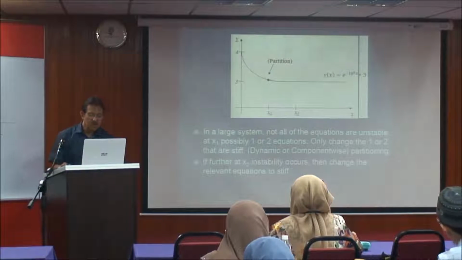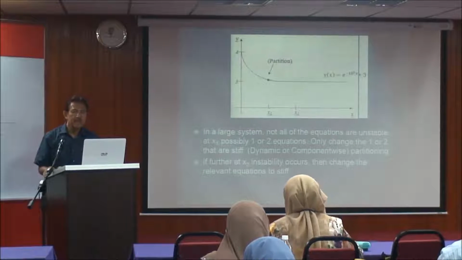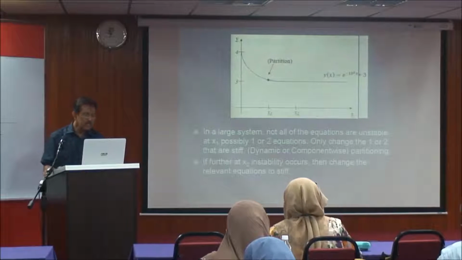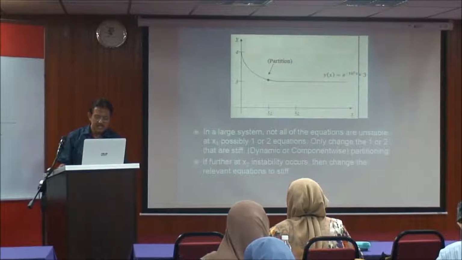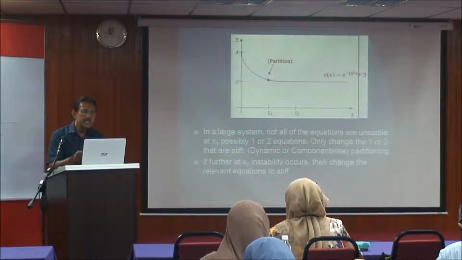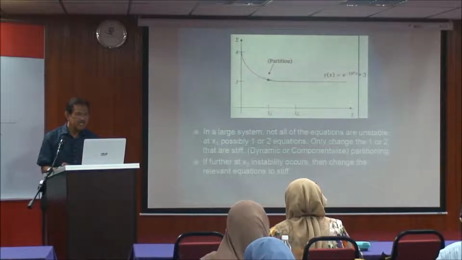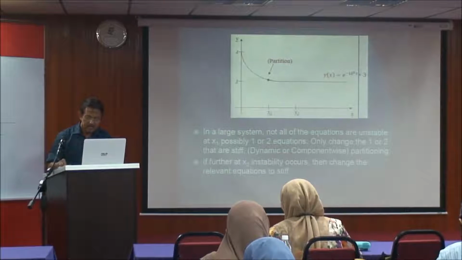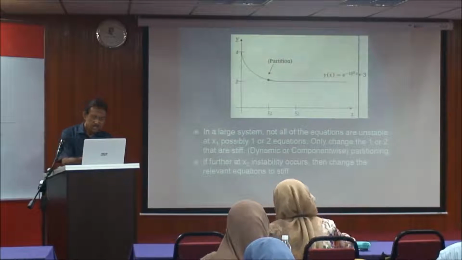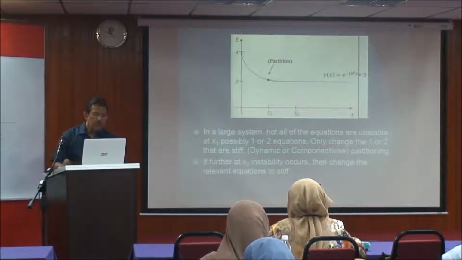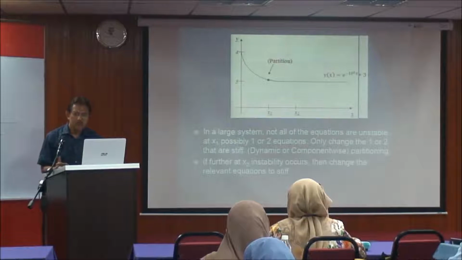In a stiff system, not all of the equations are unstable. Not all the equations are unstable at x1. This is the diagram that we consider. Point x1 is the end of the transition and the beginning of the stiff phase. Unstable at x1, possibly one or two equations.